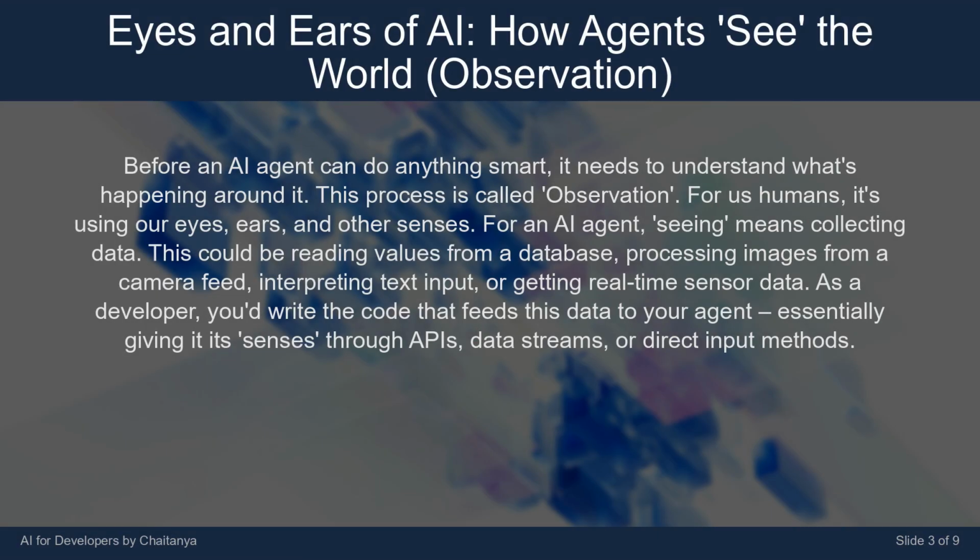Before an AI agent can do anything smart, it needs to understand what's happening around it. This process is called observation. For us humans, it's using our eyes, ears, and other senses. For an AI agent, seeing means collecting data. This could be reading values from a database, processing images from a camera feed, interpreting text input, or getting real-time sensor data. As a developer, you'd write the code that feeds this data to your agent, essentially giving it its senses, through APIs, data streams, or direct input methods.